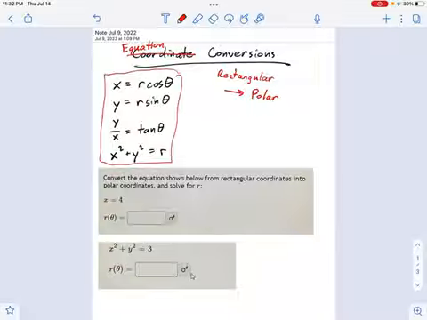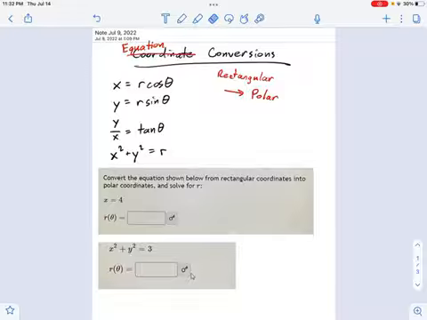So everywhere you see an x, you replace it with r cosine theta. Everywhere you see a y, you replace it with r sine theta. And just follow the algebra wherever it goes, you're in the right direction. So let's see what we got here.